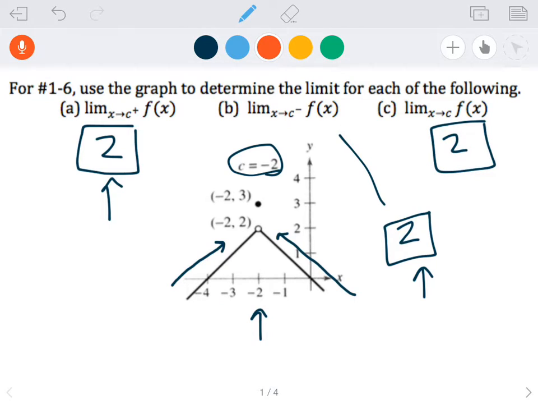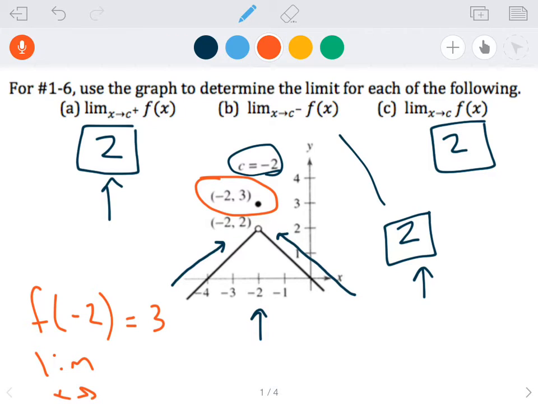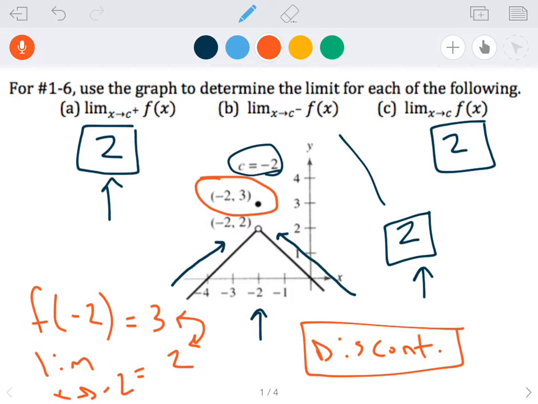Now, this is not what the question asked, but as a little side note here, the function is actually defined at -2, and so if I found the function at -2, it'd be equal to 3, but the limit as x approaches -2 is 2. Because these do not match, that's my big indicator that this function is discontinuous. Okay. Again, not what the question asked, but a nice little side note there.